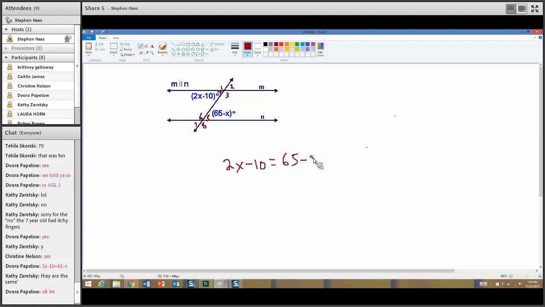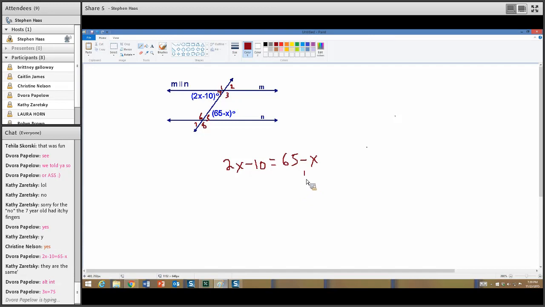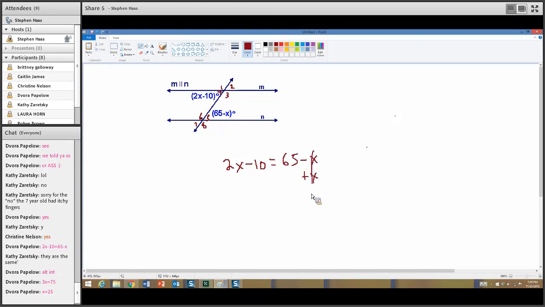65 minus x. Now, hopefully you all remember this. If you don't, the way you solve this is you have to isolate x, which means you try to get all the x terms to one side and all the numerical terms to the other side. So let's take the x term from the right side and get it to the left side by adding x. Since this is a minus x, we can cancel these. And in any algebraic expression, whatever you do to one side, you have to do to the other.